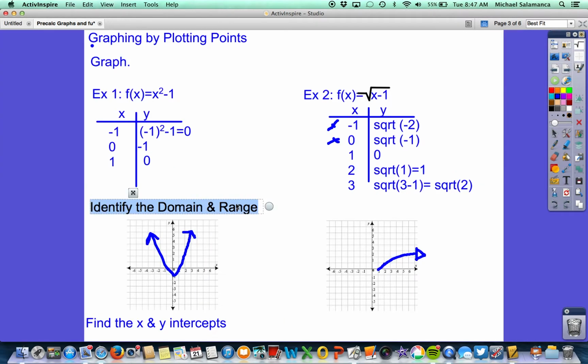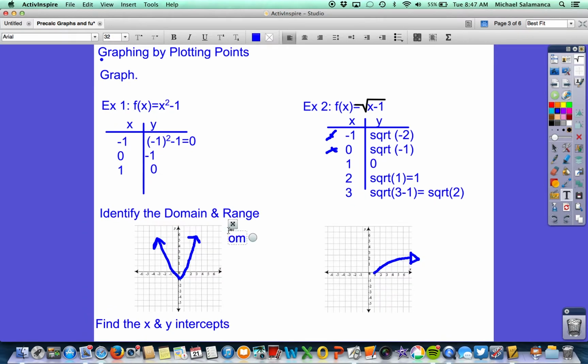Now, if you look at the next line, it says identify the domain and range. So that's what we're going to do. For the parabola on the left, the domain is all real numbers because it goes to the left and to the right forever. It takes care of our x values.